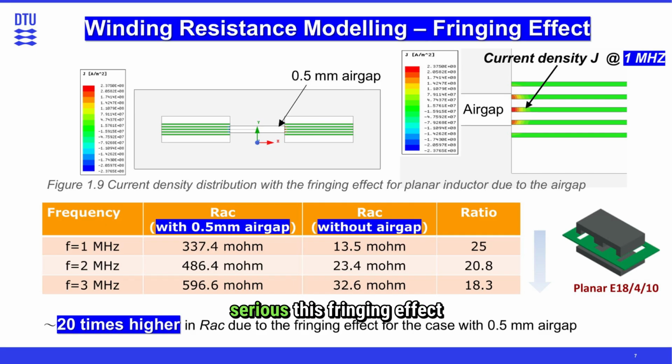Here we quantify how serious this fringing effect can be. We are comparing the AC resistance with and without a 0.5 mm air gap. At 1 MHz, R_AC jumps from 13.5 to 337.4 milliohms. That's about 25 times higher. So just having a small air gap can drastically increase the AC resistance due to intensified fringing. This clearly shows that if we are targeting high efficiency performance, fringing needs to be carefully controlled.